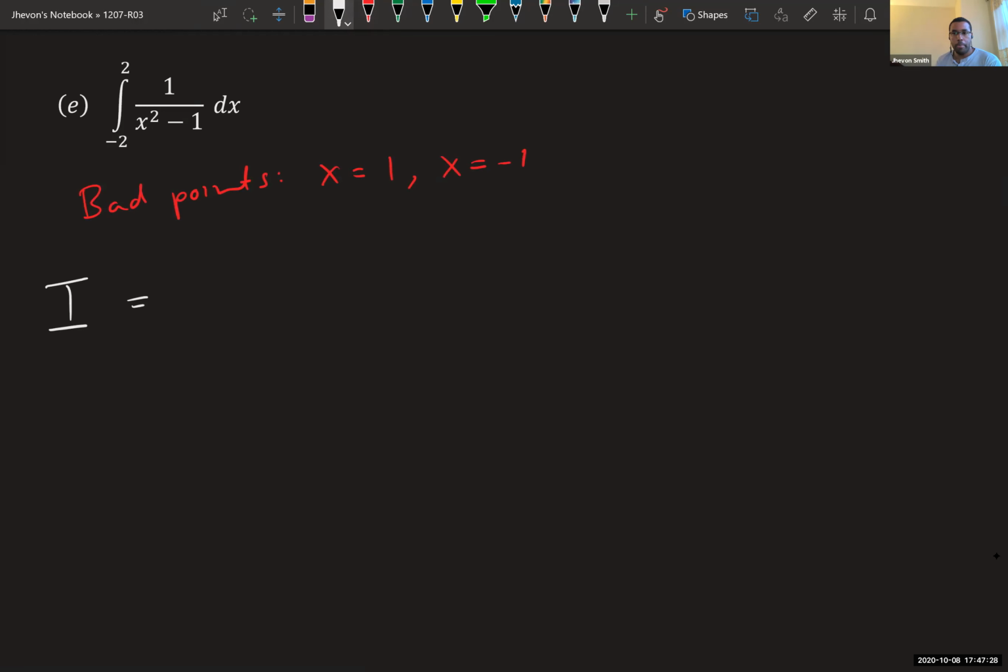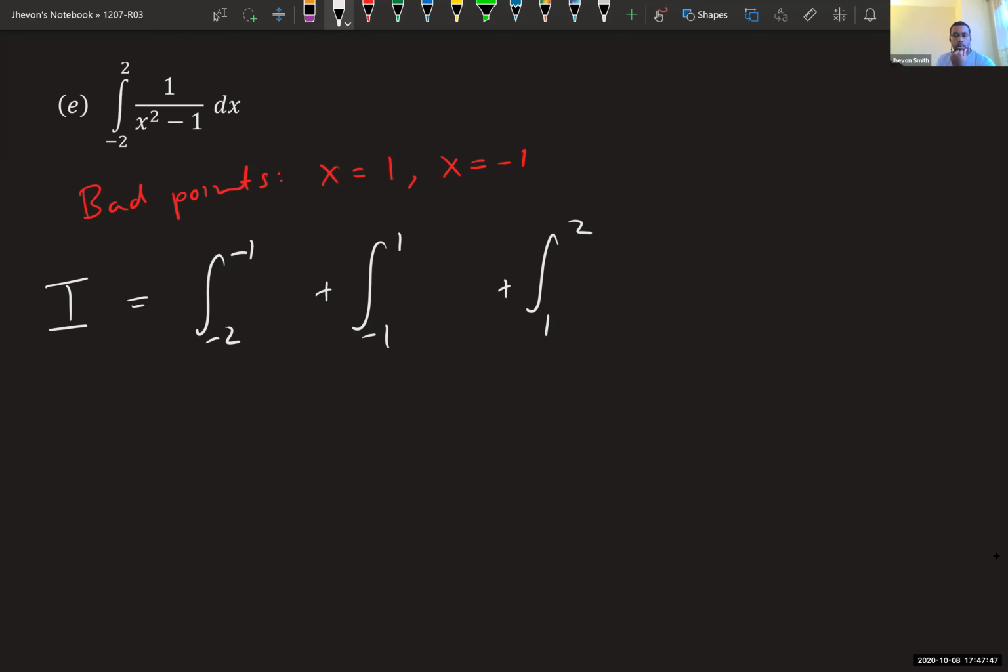How do you break this up? So you separate it from -2 to -1, and then from -1 to 1, and then from 1 to 2. Okay. Does that work?